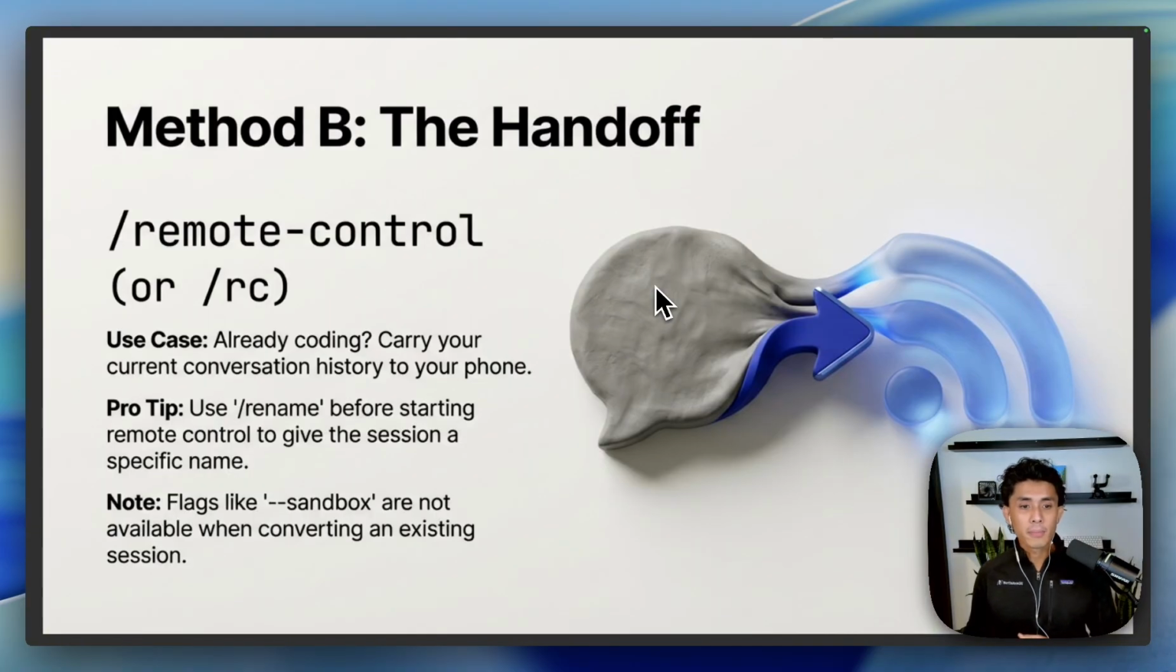For method B, this is for when you already have a session or instance open that you're in the middle of working on. Here, it's what's called the handoff because you are literally handing off your work from your computer to whatever device that you want to use remote control on. Now, let's go into VS Code and actually work in the terminal to see these two methods in practice.